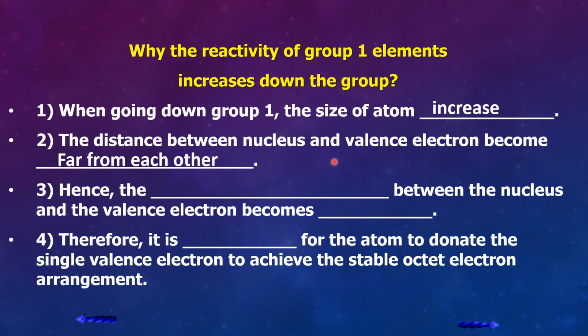farther. Okay, hence the force of attraction between the nucleus and the valence electron becomes weaker. Therefore, it is easier for the atom to donate the single valence electron to achieve the stable octet electron arrangement. So that's why it becomes more reactive down the group, easier to release an electron. The activity of group 1 elements is to release 1 electron.